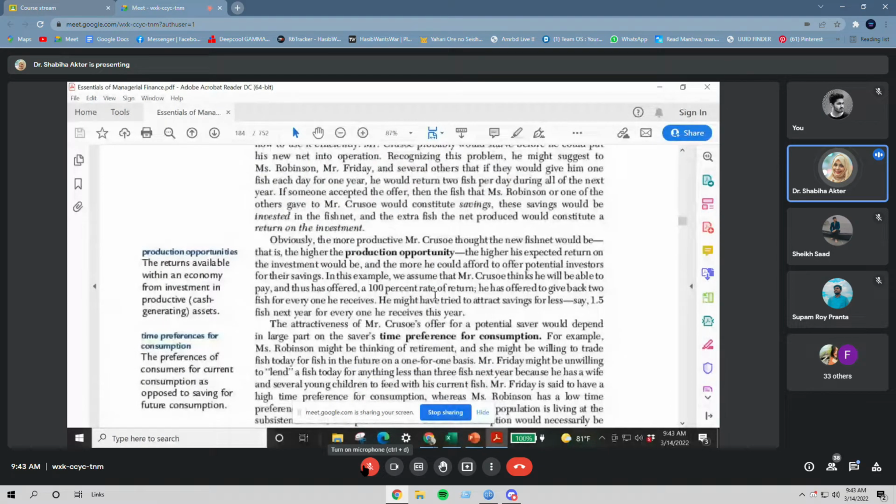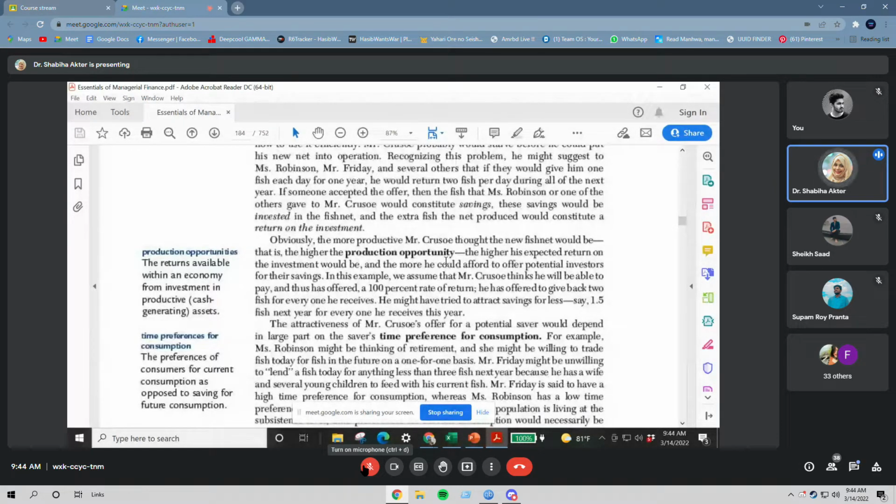Production opportunity nothing but the return available within an economy from investment in productive, I mean cash generating asset, productive asset. সো এখানে আমরা যদি এই এক্সাম্পল, যে এক্সাম্পলটা নিয়ে আমরা কথা বলছিলাম, এটা যদি আমরা কন্টিনিউ করি তাহলে কি দাঁড়াচ্ছে, the more productive Mr. X thought the new fishnet would be, that is, the higher the production opportunity.